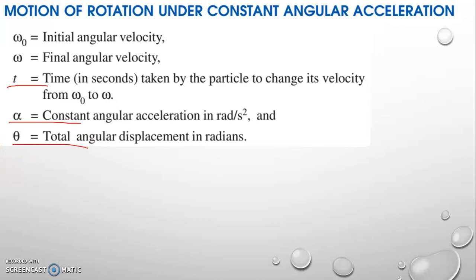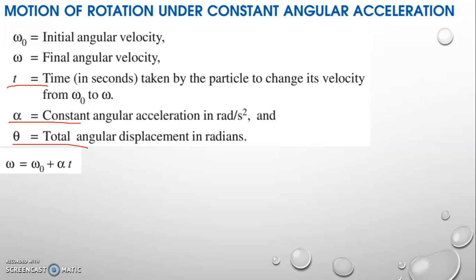We have three initial equations for linear motion. v is equal to u plus at, s is equal to ut plus half at square, and v square minus u square is equal to 2as. We will be using the same equations in terms of rotational elements. The first one, v is equal to u plus at, becomes omega is equal to omega naught plus alpha t. That is, the final angular velocity is given by the initial angular velocity plus angular acceleration into time.